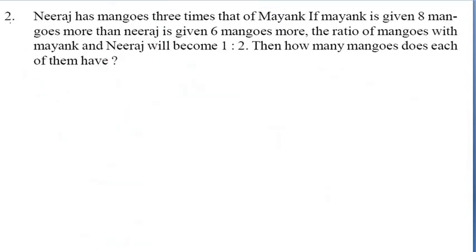Now come to the second question of this. Neeraj has mangoes 3 times that of Mang. If Mang is given 8 mangoes more and Neeraj is given 6 mangoes more, the ratio of mangoes with Mang and Neeraj will be 1:2. Then how many mangoes does each have?